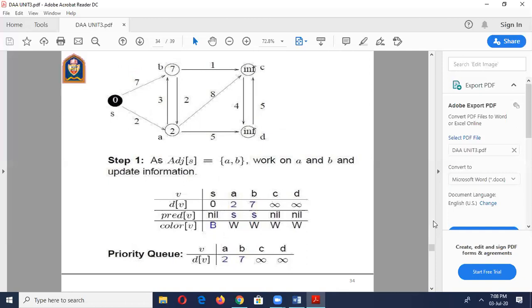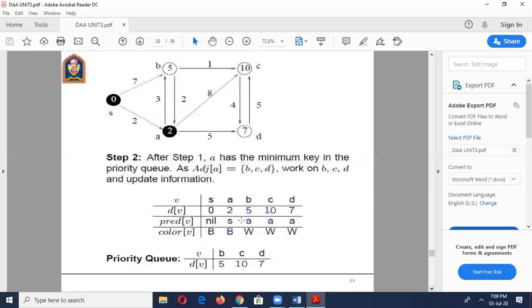Now we have to see the adjacent vertices of S. Here the adjacent vertices of S are A and B. So we have to give the values for the adjacents of S, which are A and B. We are giving 2 and 7 for those values, replacing the infinity. So now the table will be, vertex S, A, B, C, D, and it will be in order. Previous slide, sir.